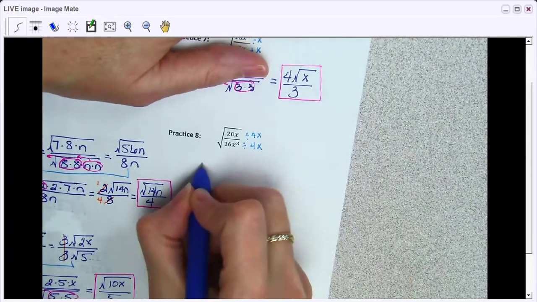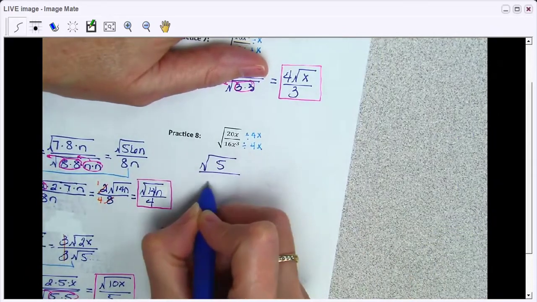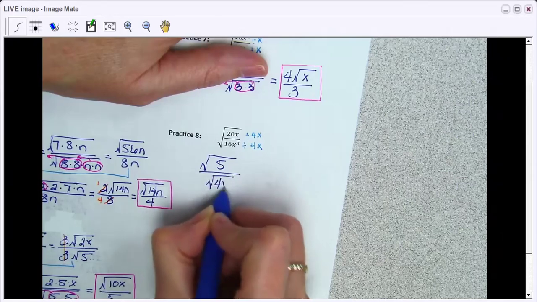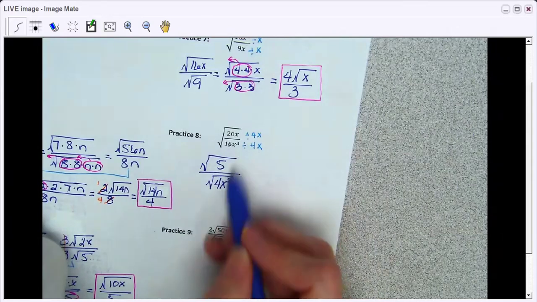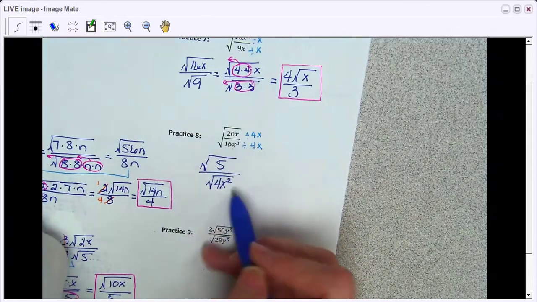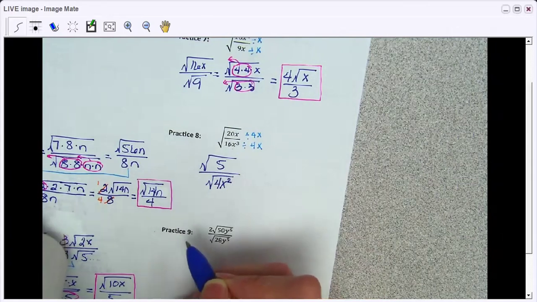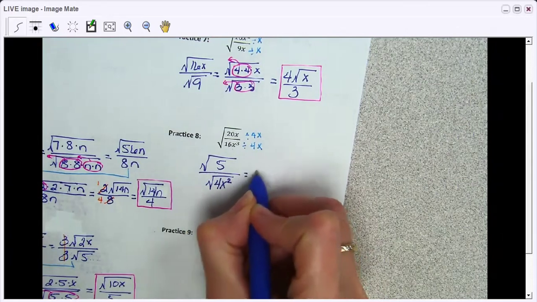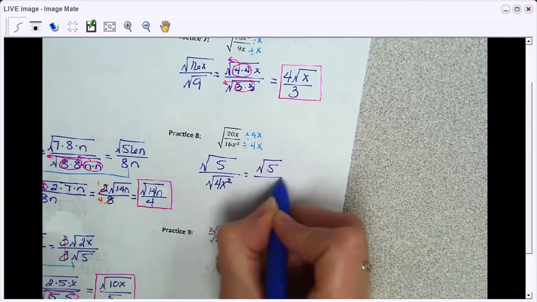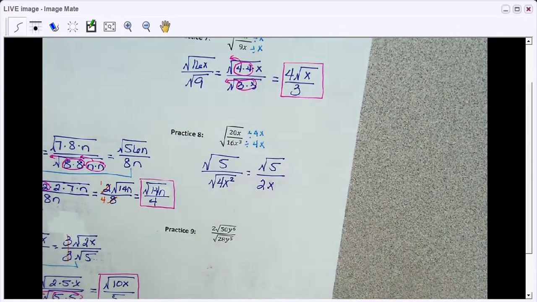So when we rewrite this, we have the square root of 5 over the square root of 4x squared. 16 divided by 4 is 4. x cubed divided by x is x squared. Now this one's easy because 4x squared is a perfect square, so we're not going to have to rationalize this denominator. So this is just going to be the square root of 5 over the square root of 4, which is 2, and the square root of x squared is x. So that didn't require hardly any work.